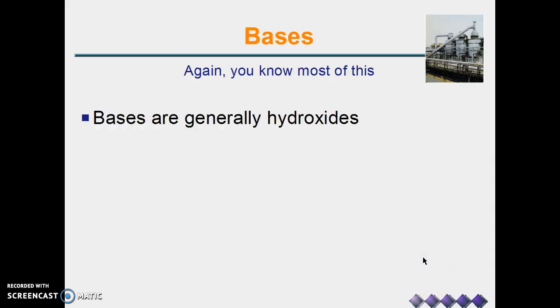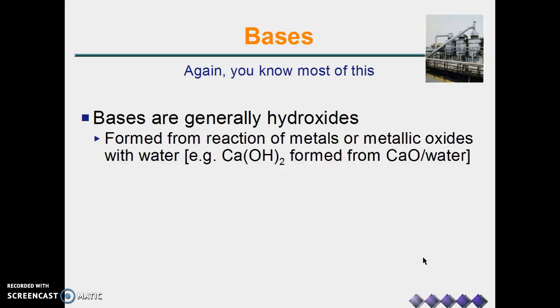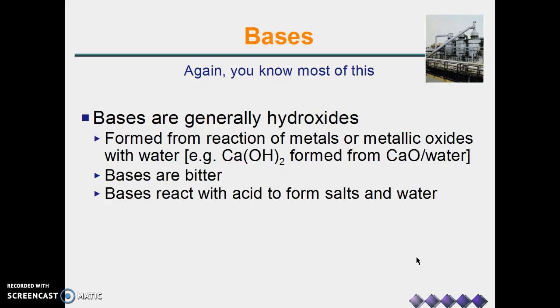And bases are generally hydroxides formed from the reaction of metals or metallic oxides with water. You may recall sodium reacting with water to form sodium hydroxide. Calcium reacts with water, and calcium oxide reacts with water to form calcium hydroxide. Bases have a bitter taste. Please don't try it. Bases react with acids to form salts and water.